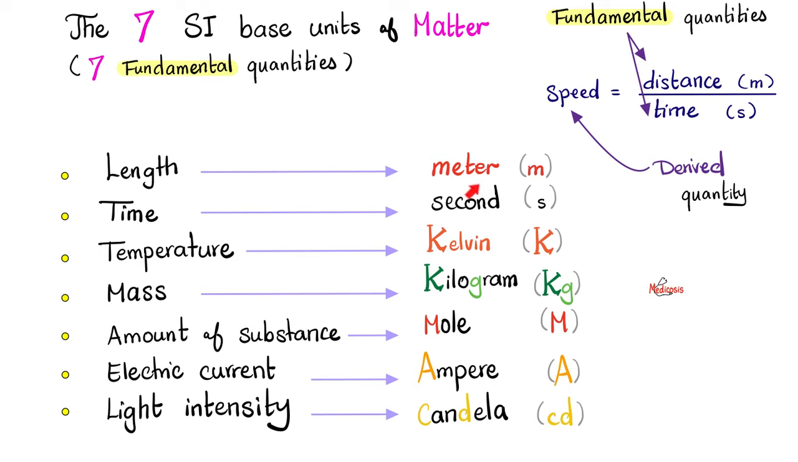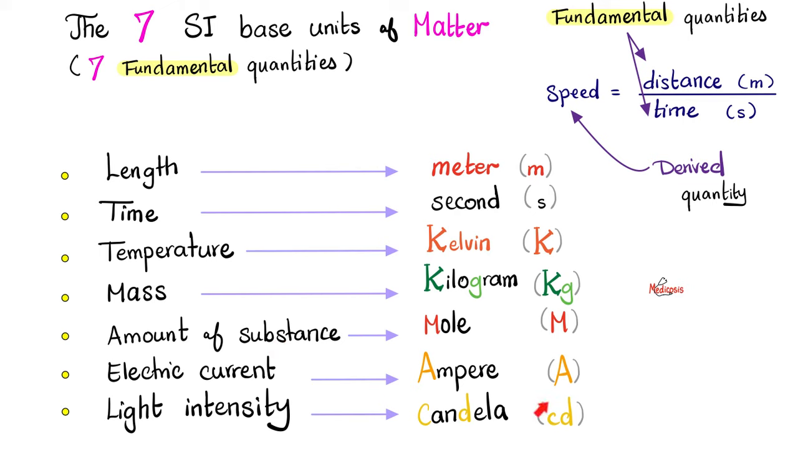How do you measure length? The measuring unit is meter. How about time? In seconds. Temperature? In kelvins. Mass? Kilograms. Amount of substance? Mole. Electric current? Ampere. Light intensity? Candela. Note, lowercase m, meter, for length, but uppercase M means mole, for the amount of substance. One has nothing to do with the other. So we have to pay close attention.